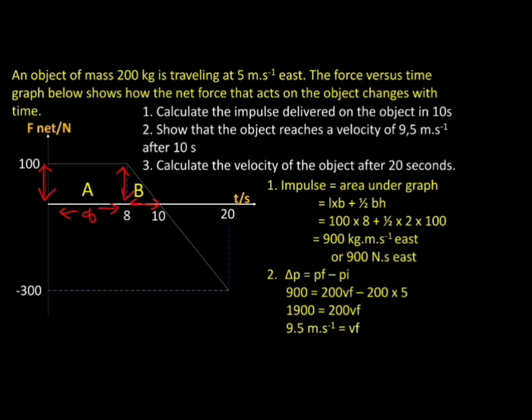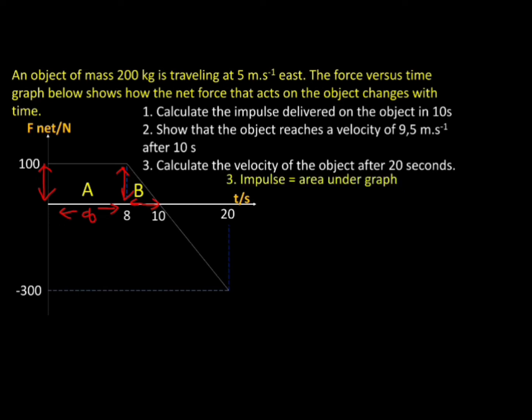Question 3 says, calculate the velocity of the object after 20 seconds. Well, we'll need now the total impulse, the total area under the graph. Okay? So one option is to say, what is the total area under the graph for the entire 20 seconds? So we've got A, B, and we can now introduce another region, C. What is the combined area of A, B, and C?